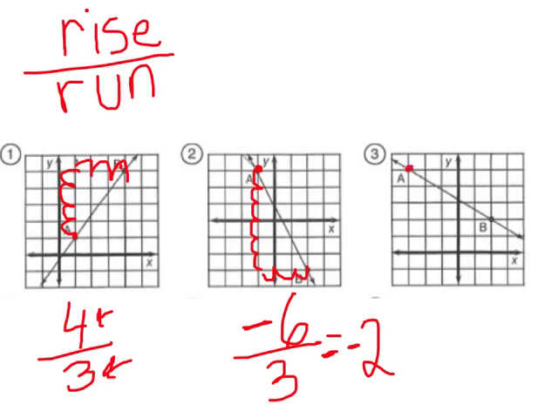Last one. Starting at point A, what's our rise? It's 3. It's going to be negative because we're going down, and then my run will be 5. You can also write this as 3 over -5.